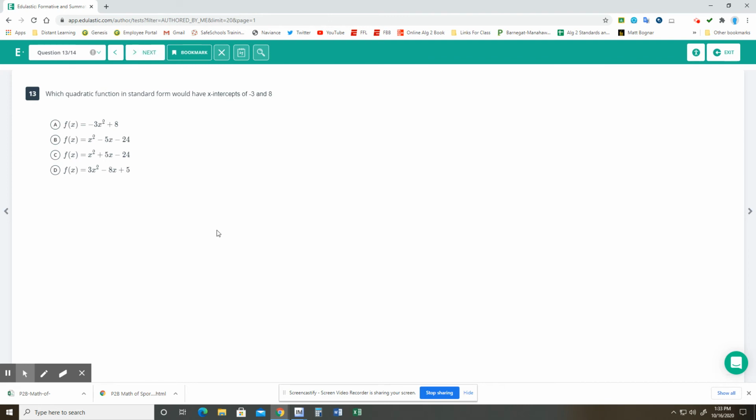Let's look at number 13. Which quadratic in standard form would have x-intercepts of negative 3 and positive 8? Now this is interesting. Actually, I'm going to go to a new sheet of paper for number 13. They have an x-intercept of negative 3 and an x-intercept of positive 8.